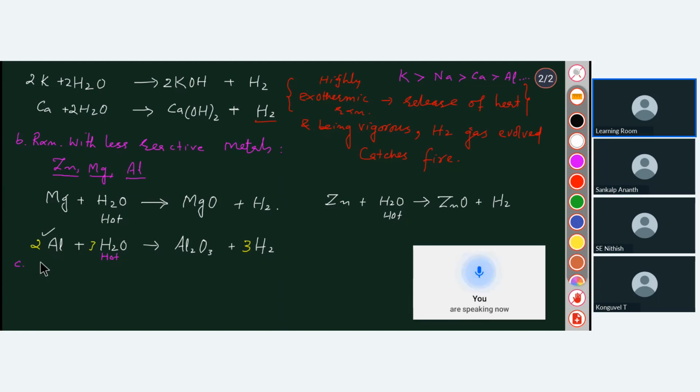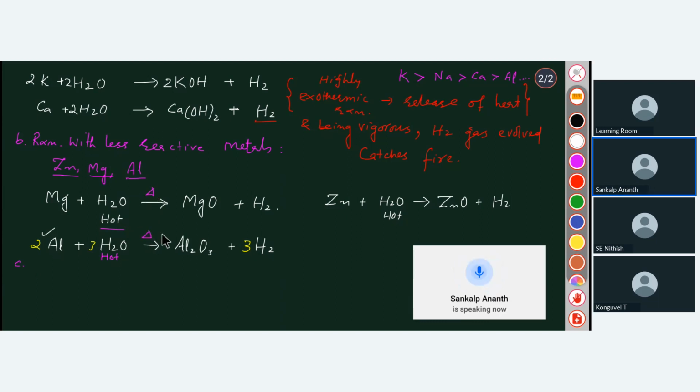Everything depends on the reactivity. Whenever some reaction takes place, energy is required for the reaction to take place. That energy is known as activation energy. Since highly reactive metals require very little activation energy, the reaction occurs at room temperature. But less reactive metals require very high activation energy, so we require hot water. Temperature is actually required.